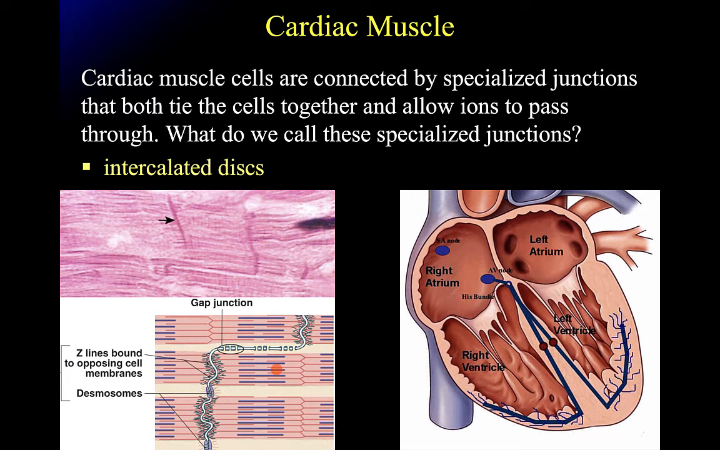Now, I did just mention intercalated discs. Of course, cardiac muscle cells are connected by these specialized junctions, and we do have desmosomes which tie them together, gap junctions which allow for the flow of ions, and so these intercalated discs are important in allowing the spread of the electrical stimulation of the heart muscle. Now, when you get into physiology class, you're going to learn about the heart's intrinsic conduction system, where we're going to have the beginning of contractions with this SA node here. This SA node is going to cause atrial contractions.